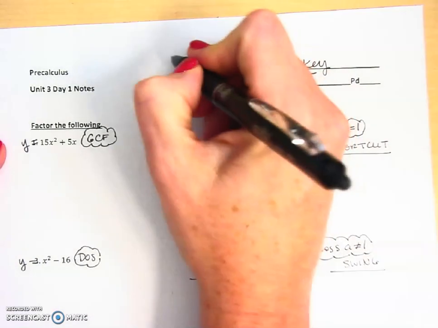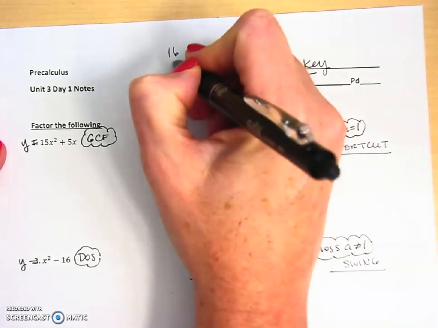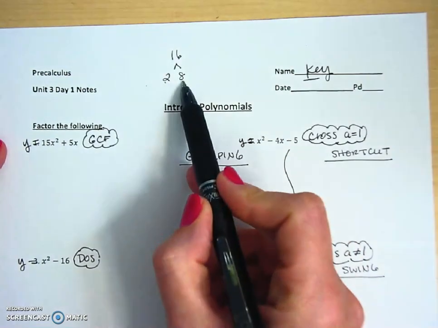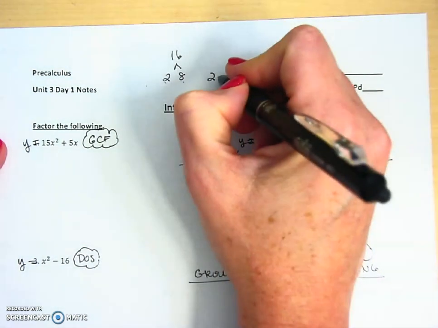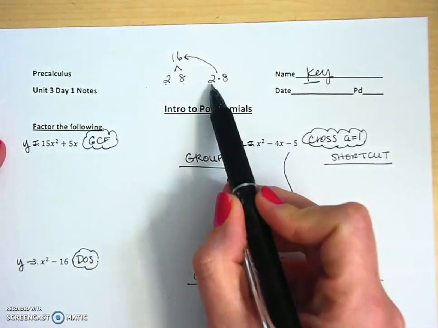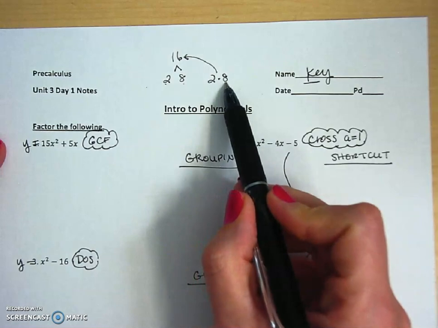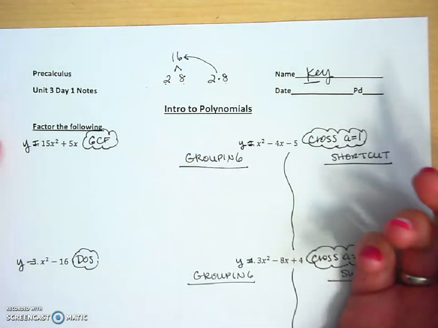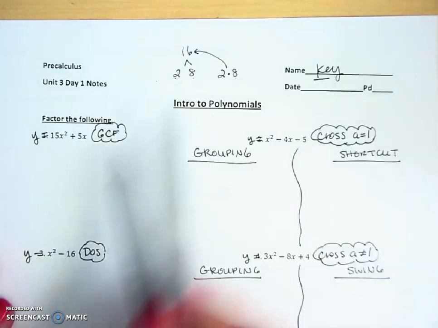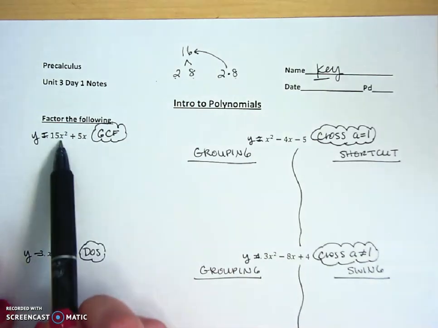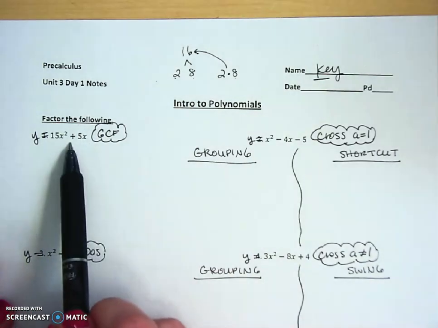If I have this number 16, and I say, you know what, that's the same as 2 and 8, because 2 times 8 equals 16. This 2 is a factor, and this 8 is a factor. So factors are things that are being multiplied. Now the question becomes, how do I break down something into factors if there's variables involved?